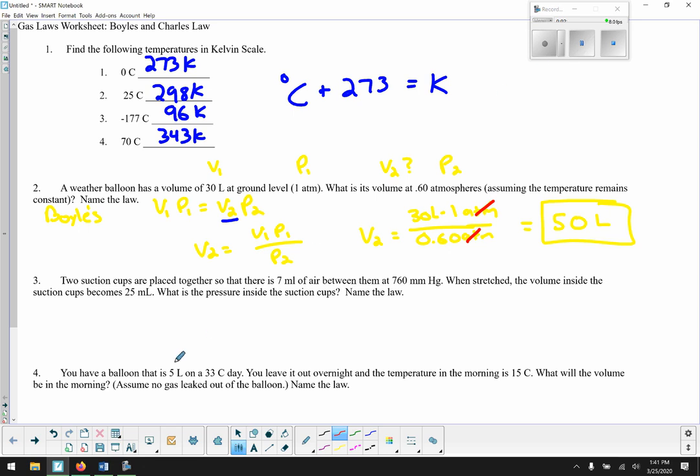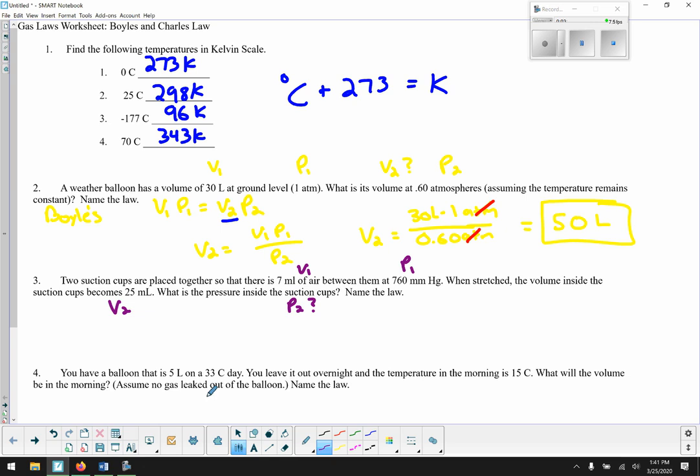Okay, moving on to the next one. Again, I'm going to mark my variables as I go through. Two suction cups are placed together so that there's 7 milliliters, that's a volume, of air between them at 760 millimeters mercury. That's a pressure. So this volume, V1, goes with this pressure. When stretched, the volume inside the suction cups, so V2, becomes 25 milliliters. What is the pressure? P2 is what we're questioning.